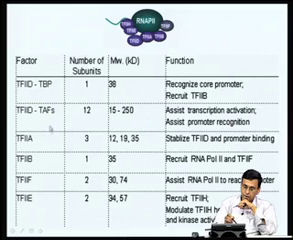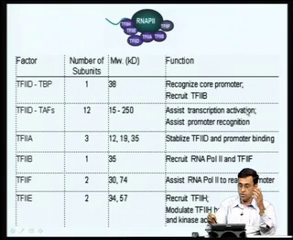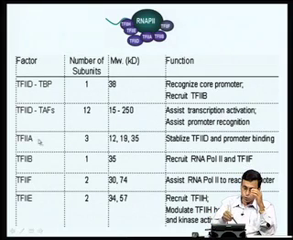TFIID, in addition to TBP, also contains what are called TBP associated factors. There are about 12 of them with molecular weights ranging from 15 to 250 kilodaltons, and their job is to help the RNA polymerase in transcription activation and also in promoter recognition. Similarly, you have protein factors called TFIIA, TFIIB, TFIIF and TFIIE, and each of them has a very specific function in the initiation of transcription.